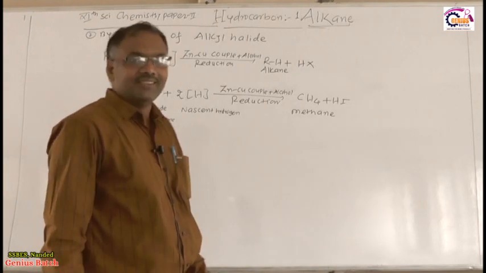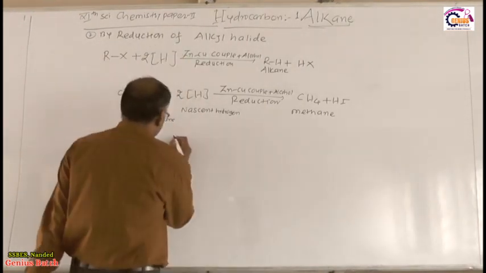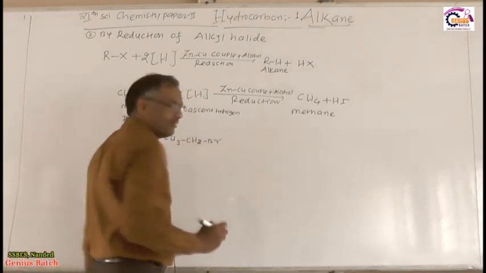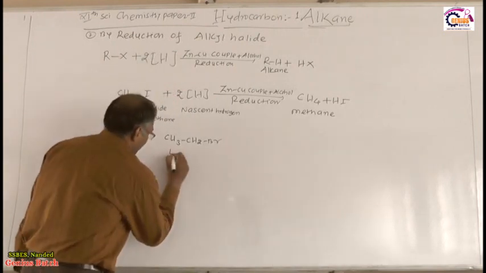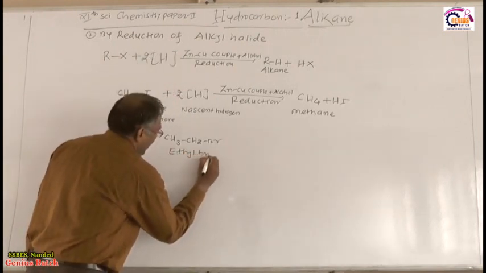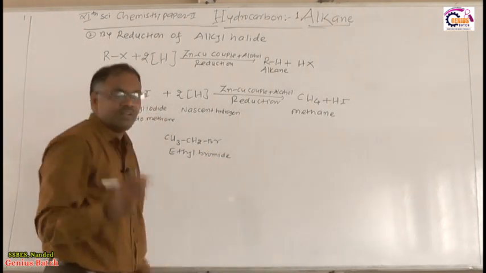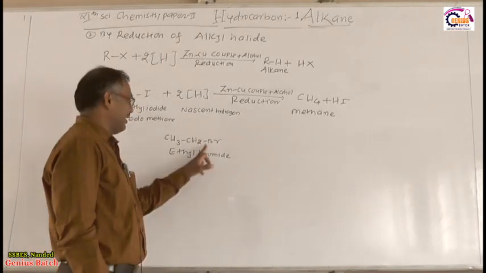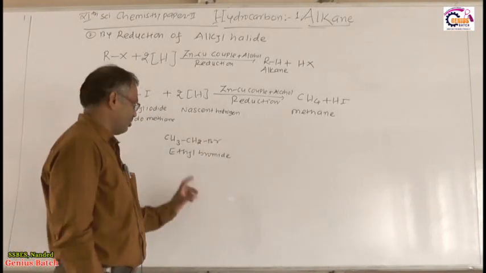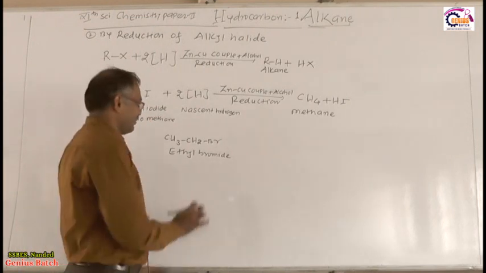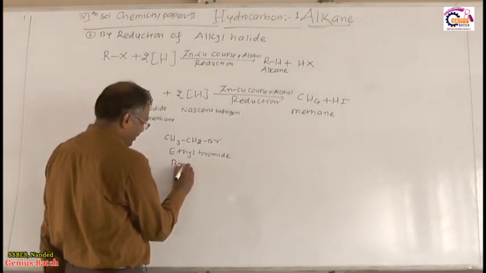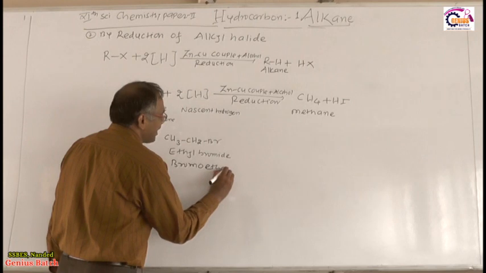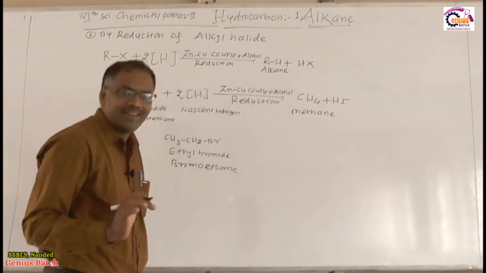Now let us take another example: CH3CH2Br. This is called ethyl bromide. How is the name given? First write the name of the alkyl group, which is ethyl. Then what is the alkyl halide? Bromide. So the name will be ethyl bromide. This is the common name. For the IUPAC name, first write the name of the functional group, which is bromo. How many carbon atoms are in the straight chain? Two, so the alkane will be ethane.